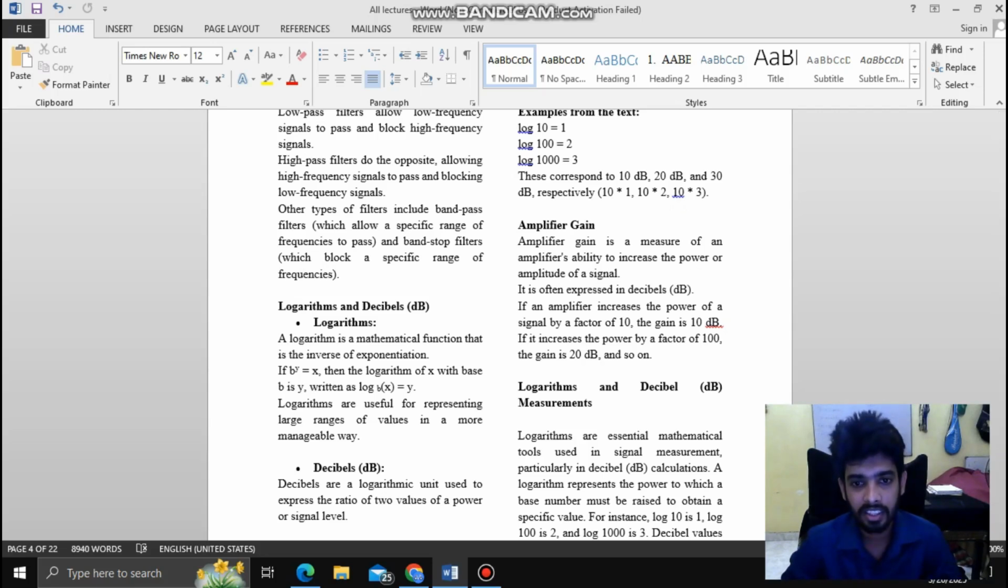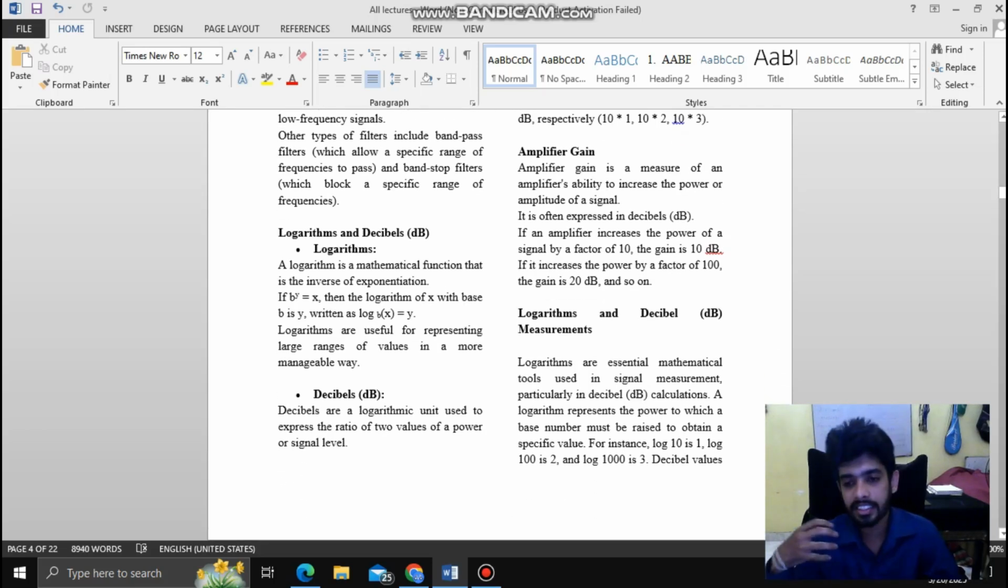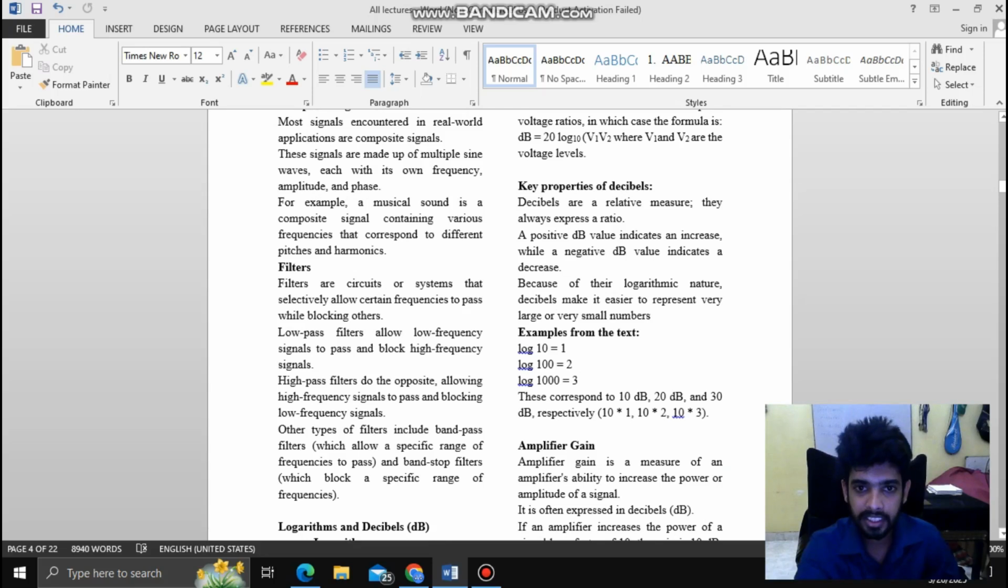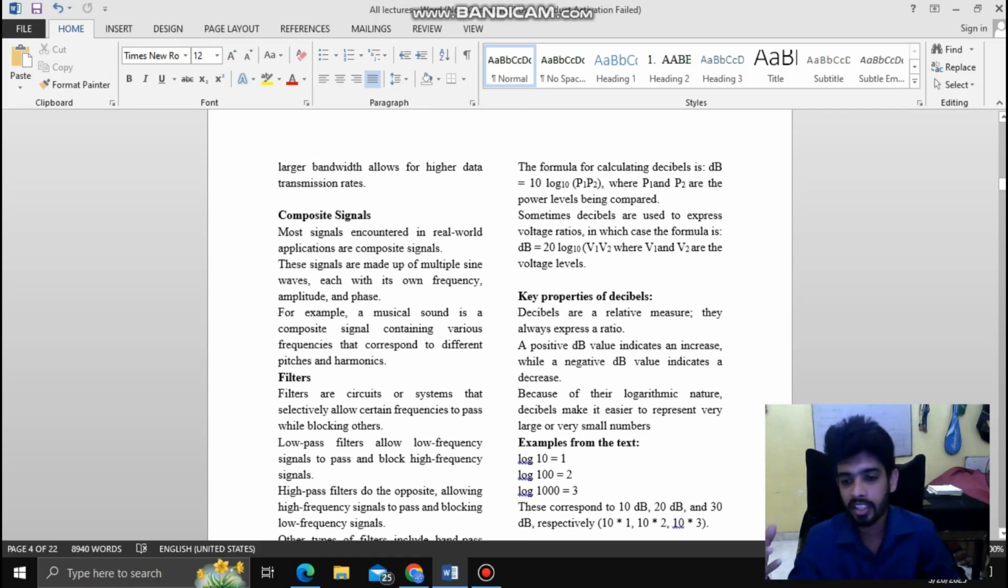Decibel, what is a decibel? How to calculate a decibel? If we talk about decibel, it is a logarithmic unit used to express the ratio of two values of a power or a signal level. It is the power of the signal, how much power this signal has, the strength of this signal. The formula that we are using to calculate is 10 log base 10 of P1 over P2, where P1 and P2 are the power levels that we are comparing.